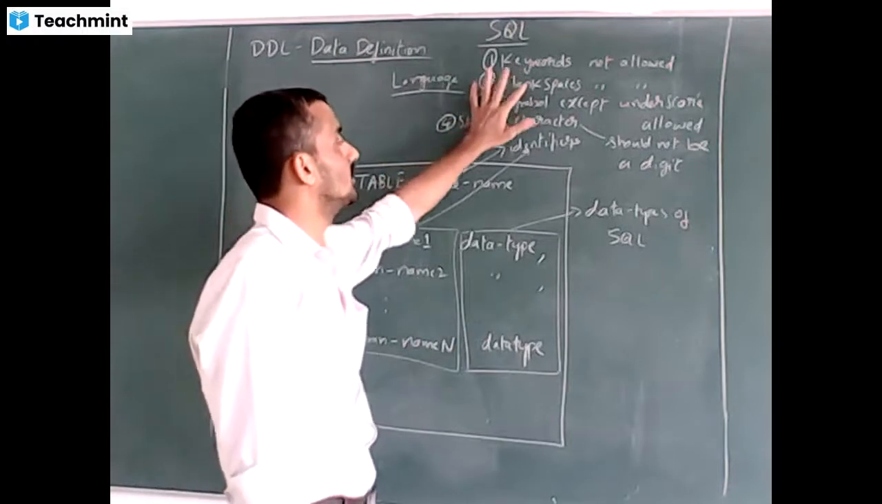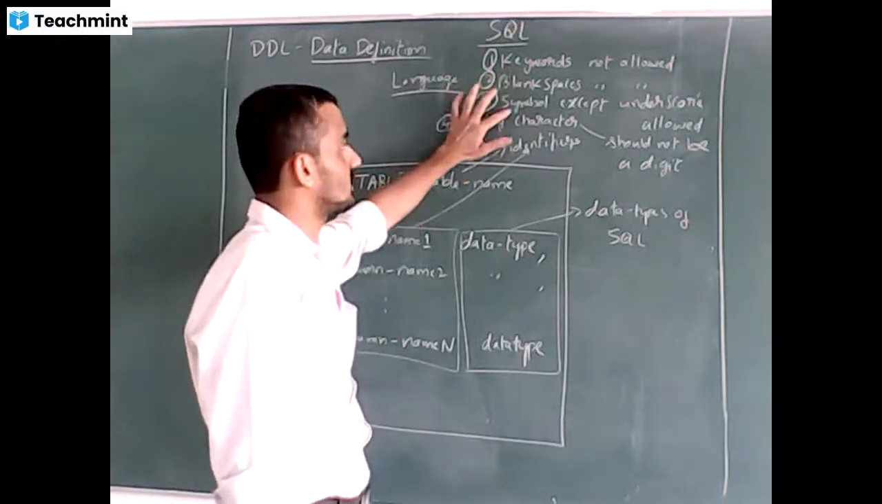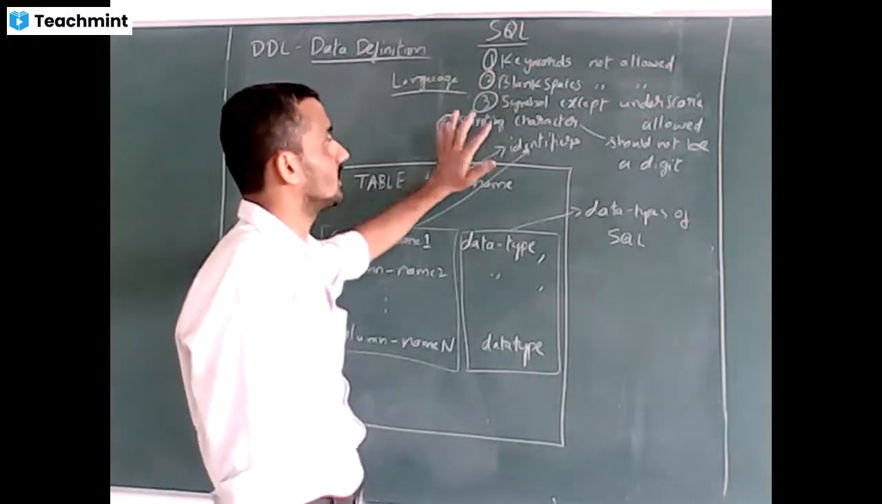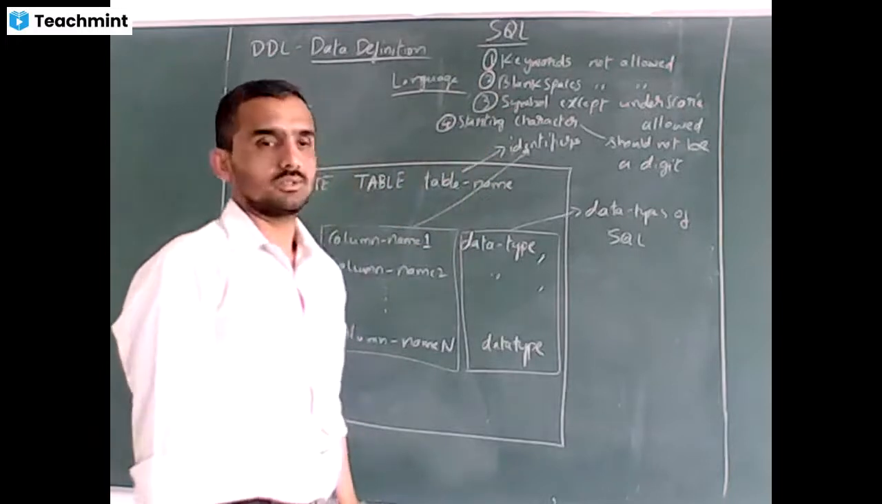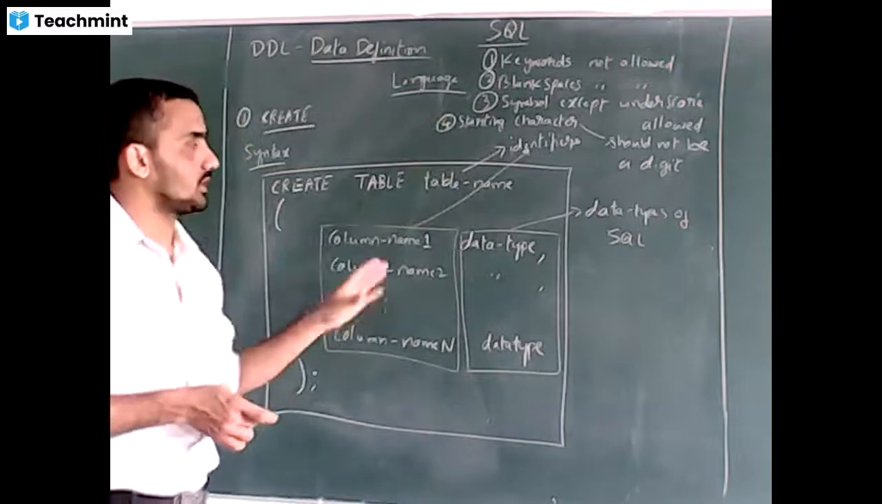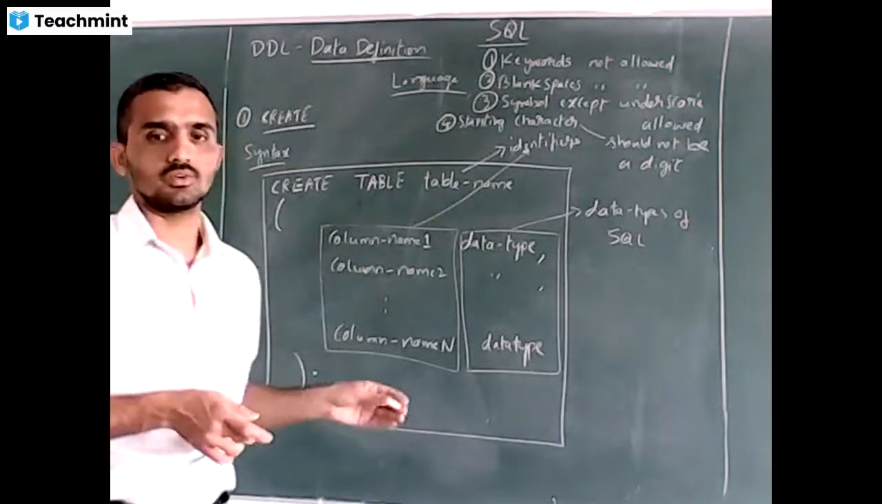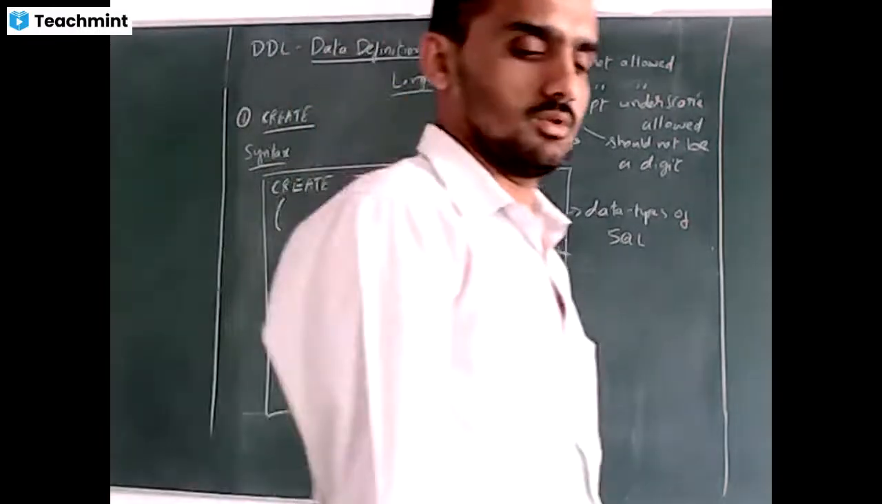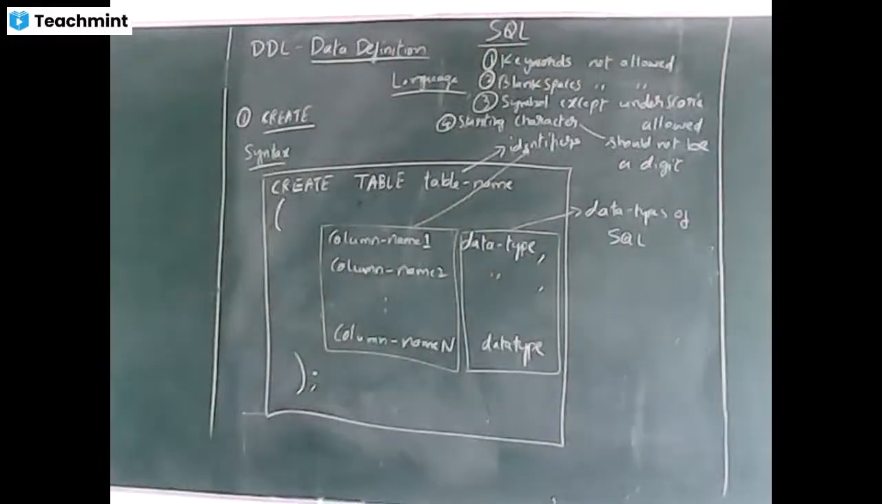Keyword should not be there, blank space should not be there, symbols except underscore should not be there, and the starting character should not be repeated. Later it can be there. So just look into this syntax and these rules. If you want to take a screenshot, you take it. After a few seconds, you'll find it. Meanwhile, if you have any doubts, you can ask.